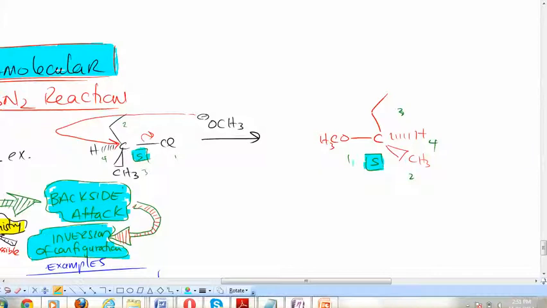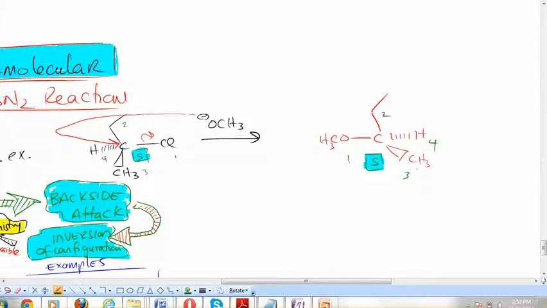Actually, wait. Oh, I numbered these wrong. I thought you would have caught this. You didn't catch it. Were you paying attention? Alright, so who has the higher priority, CH3 or the ethyl? The ethyl. Yeah, so I got these guys mixed up.